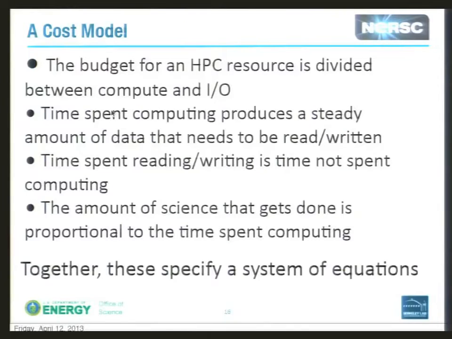So now I'm going to go into that cost model. I'm going to go into how do you determine balance. And again, for the sake of time, how am I doing for time?